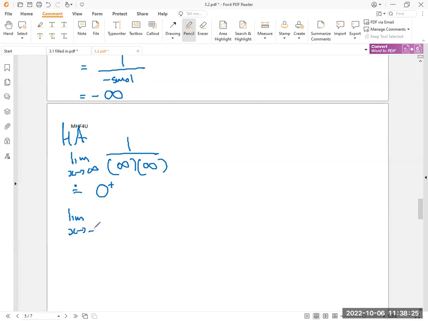Limit as x approaches negative infinity. That is becoming a negative infinity. X minus 2, so negative infinity minus 2, that's still a big negative infinity. This is also going to be a 0 from the positive side, because a negative times a negative, you know, that is a positive.